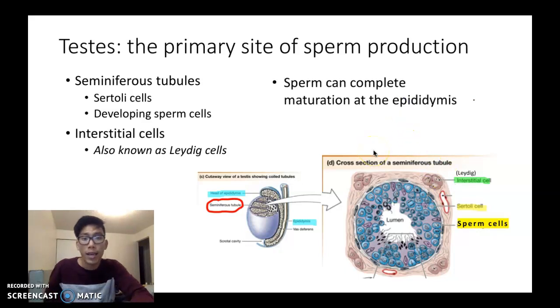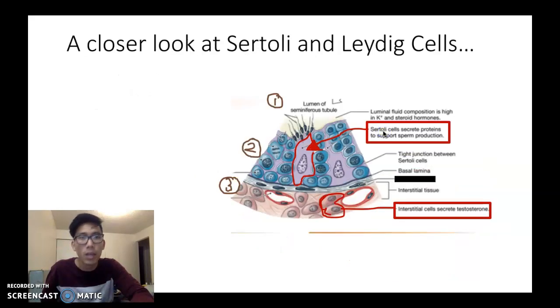Lastly, I want to mention that sperm maturation can be completed in the epididymis through bulk flow. So bulk flow of immature spermatozoa will push sperm cells at different developmental levels toward the lumen and into the epididymis. The sperm will then complete its maturation stage in the epididymis prior to being ejaculated from the body.